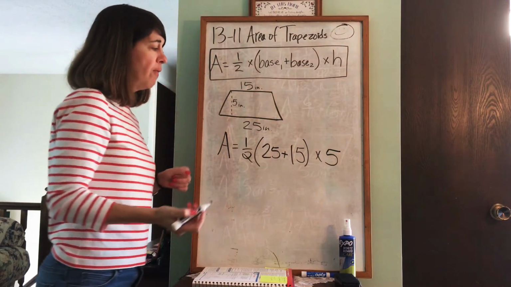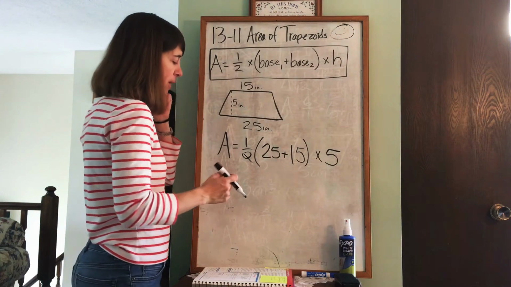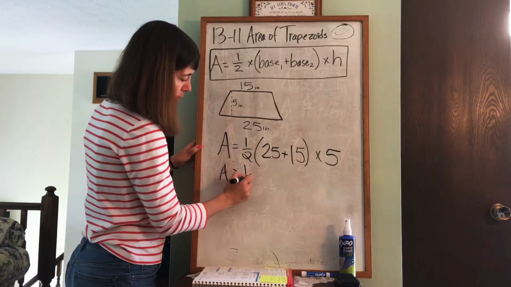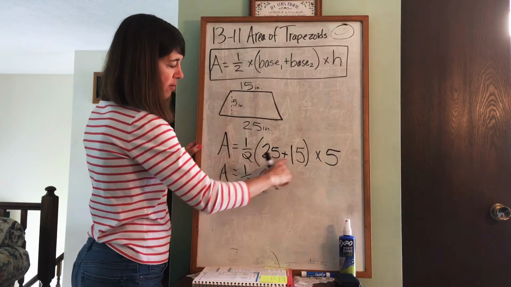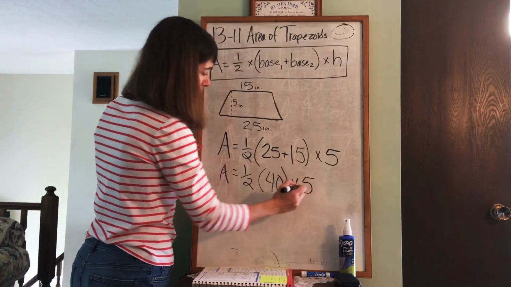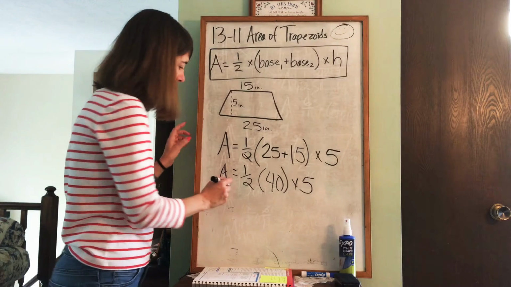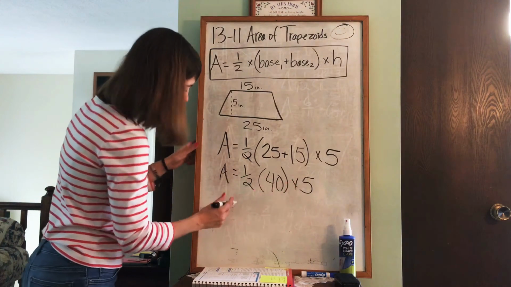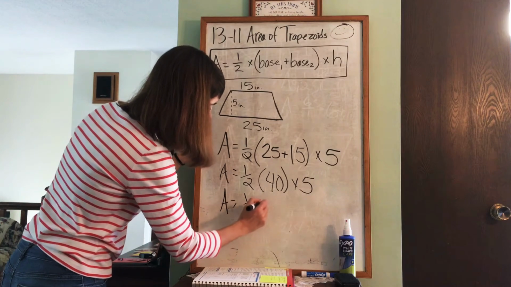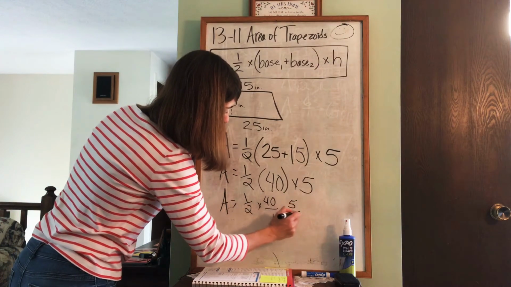Okay, so then you do the math and think about order of operations here. We're going to do parentheses first. So we copy down what we haven't used. This is going to add up to 40. And then copy down what we haven't used. Okay, now this looks very similar to what we were working with yesterday. We're going to put these whole numbers over 1 like we did yesterday. A equals 1/2 times 40 over 1 times 5 over 1.